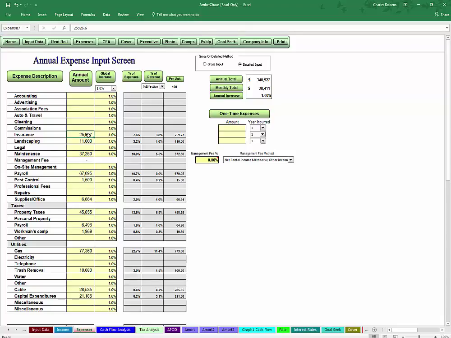yeah, so he does 2,040 every month for the insurance. Actually, he doesn't. You know what? His insurance went up. His insurance went up 2,531, so I'm going to use that number. And that's actually 30,372. All right. Now landscaping.